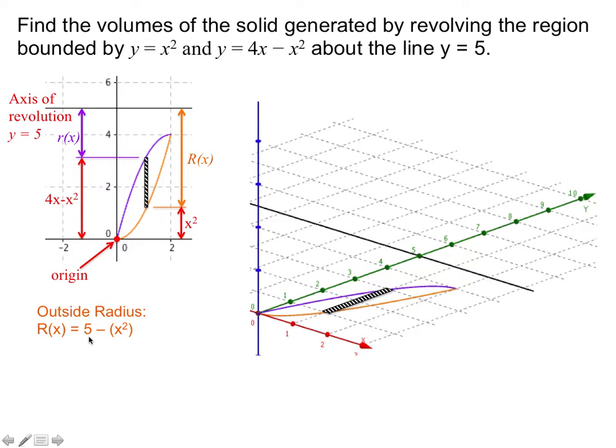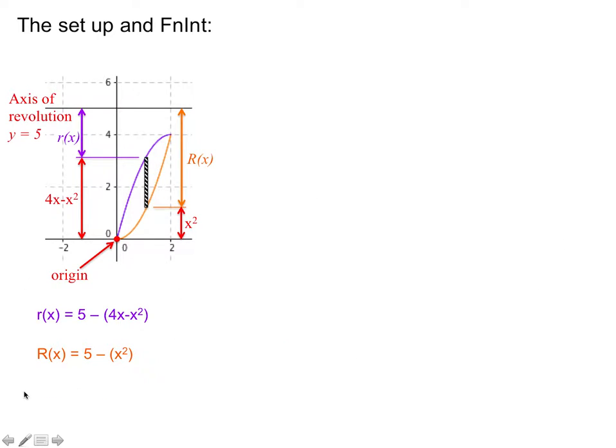So our outside radius is 5 minus x squared. It's that distance there. Our inside radius is 5 minus this, 4x minus x squared, excuse me. So we have these two radii of rotation, and that's what we have to put into the integration expression. So we're going to stack these washers from here to here. So we're going to start at 0 and go to 2.